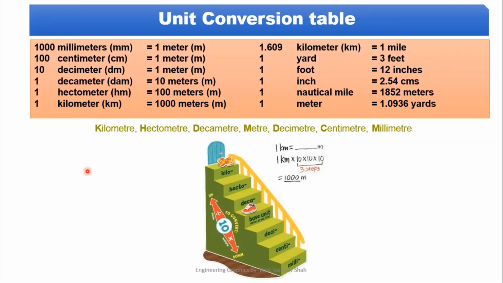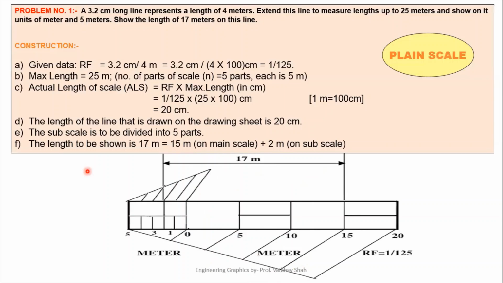And you can get through any example. So now let us start with the first example. A 3.2 centimeter long line represents a length of 4 meters. Extend this line to measure lengths up to 25 meters and show on it units of meters and 5 meters, and show the length of 17 meters on the line.